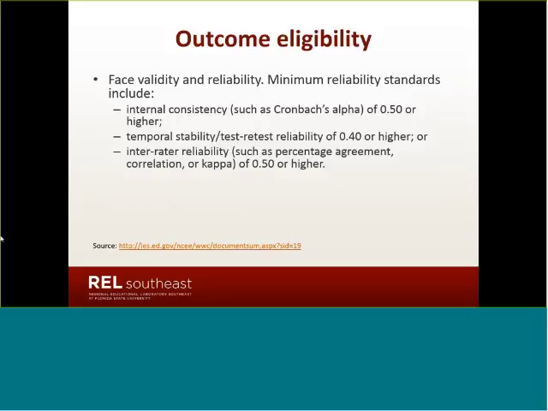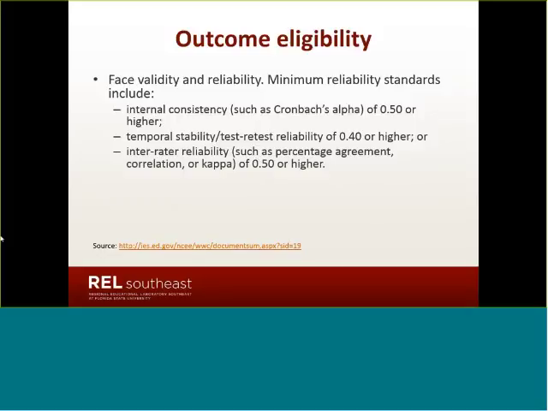The WWC also examines the outcomes that were analyzed to make sure that they're acceptable and reviews the outcomes along a number of features. One is that the outcomes have to have face validity. So in other words, the outcome has to measure what it says it measures. Second, an outcome must have sufficient reliability, which ensures that it measures concepts consistently over time and across people.